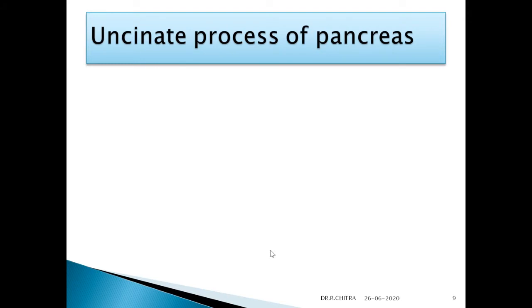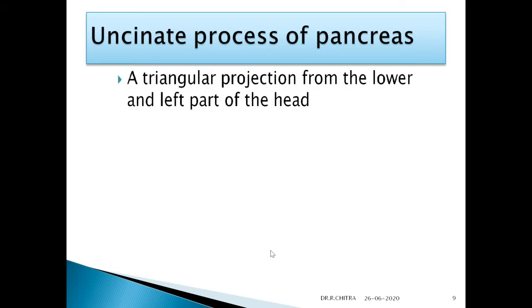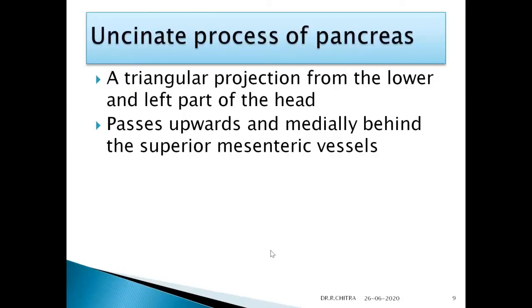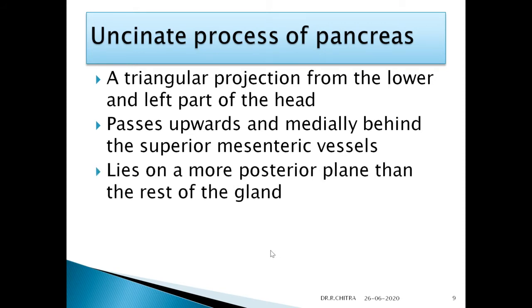Last is the uncinate process of the pancreas, which is the lower projection of the head of the pancreas, the triangular projection from the lower and left part of the head. What is the relation of the uncinate process of the pancreas and the third part of the duodenum? Superior mesenteric vessels. And it is slightly posterior to the rest of the gland.